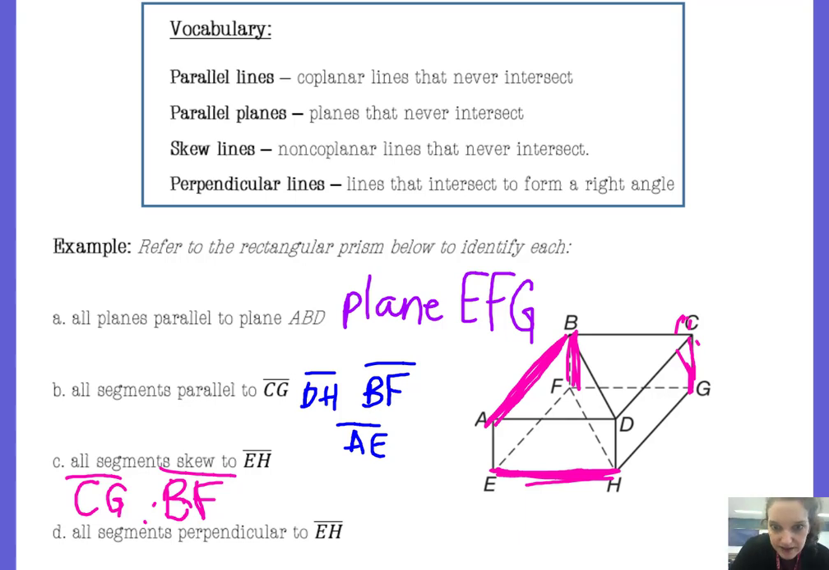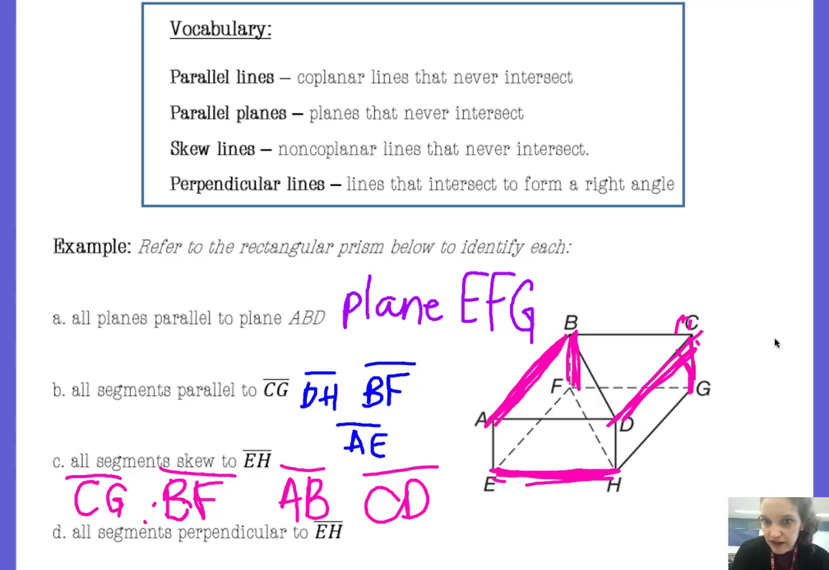So they're skew. EH and segment AB are skew, and so that also means that CD is skew to EH. That segment on the top and segment EH are never going to intersect. But all of the other ones are either intersecting or parallel to EH.